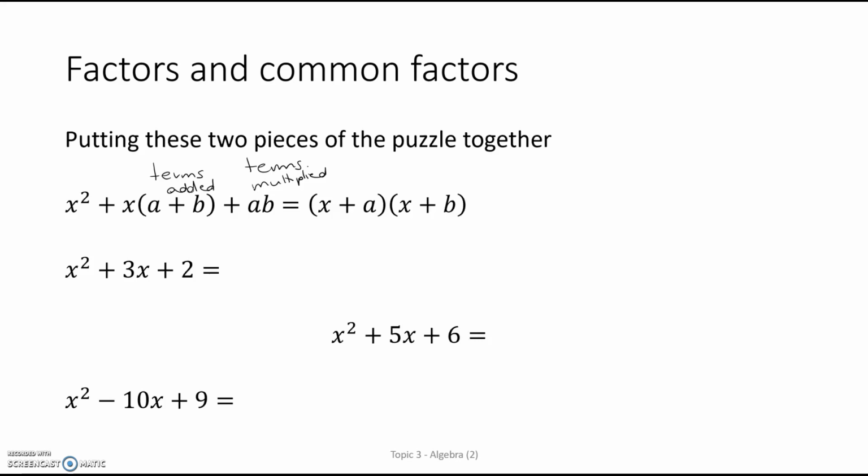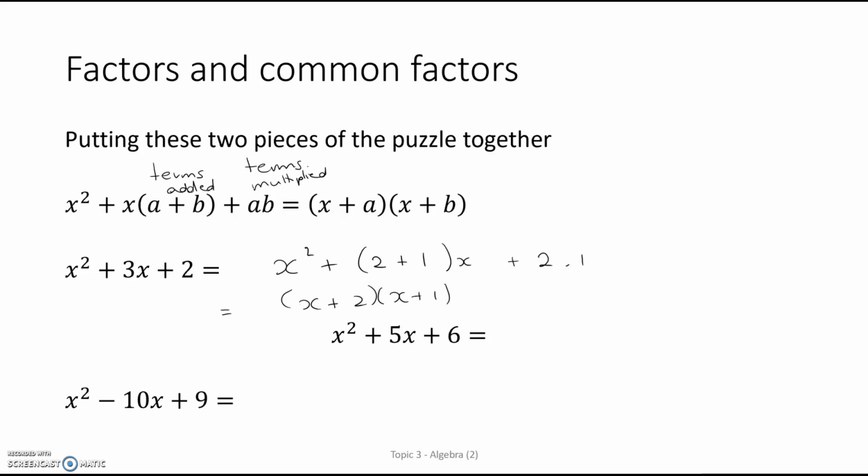So what we need to do is look for two numbers that add in this first example to make 3 and multiply to make 2. Not many choices. 2 is a prime number, so it must be 2 and 1. So if we put in there 2 plus 1 and 2 times 1, then that means our brackets would be x plus 2 and x plus 1.